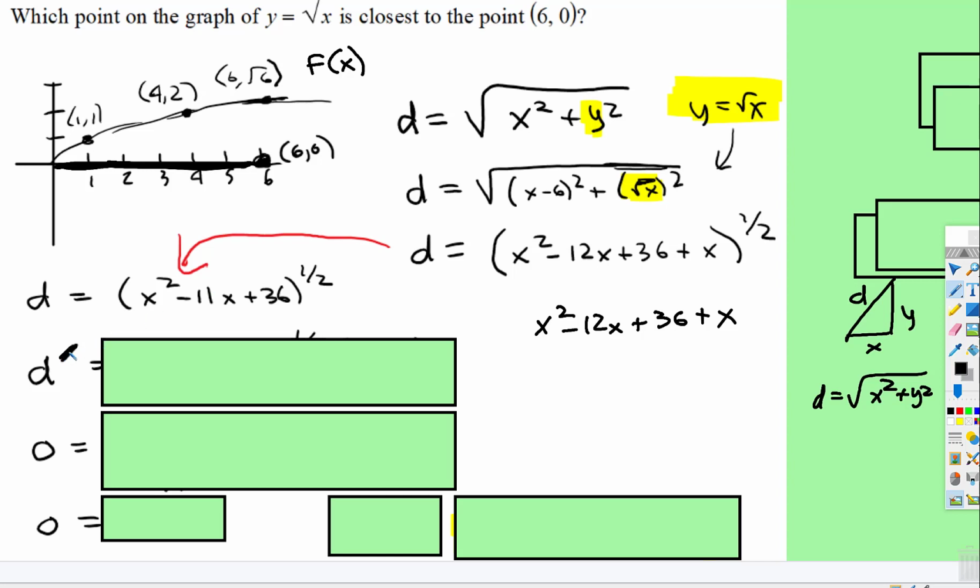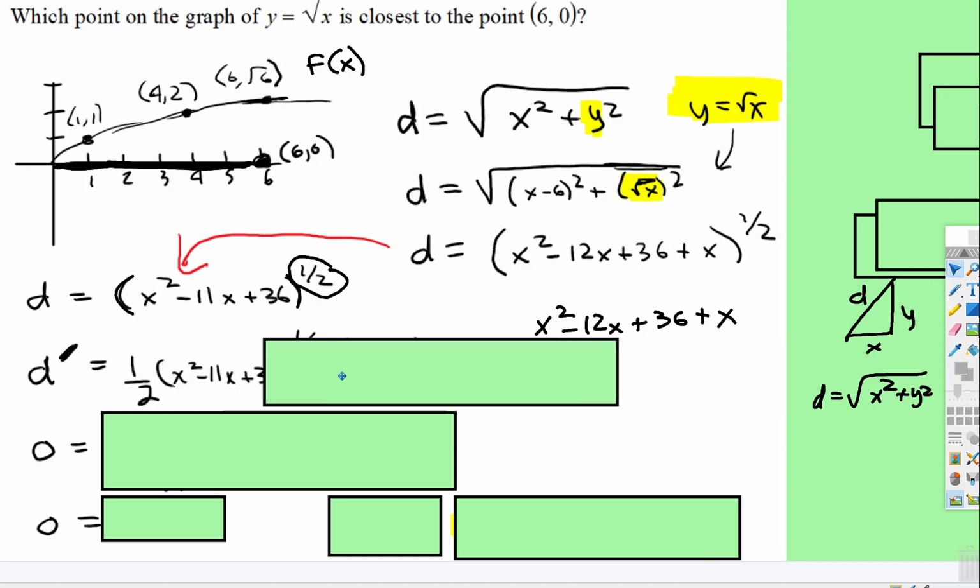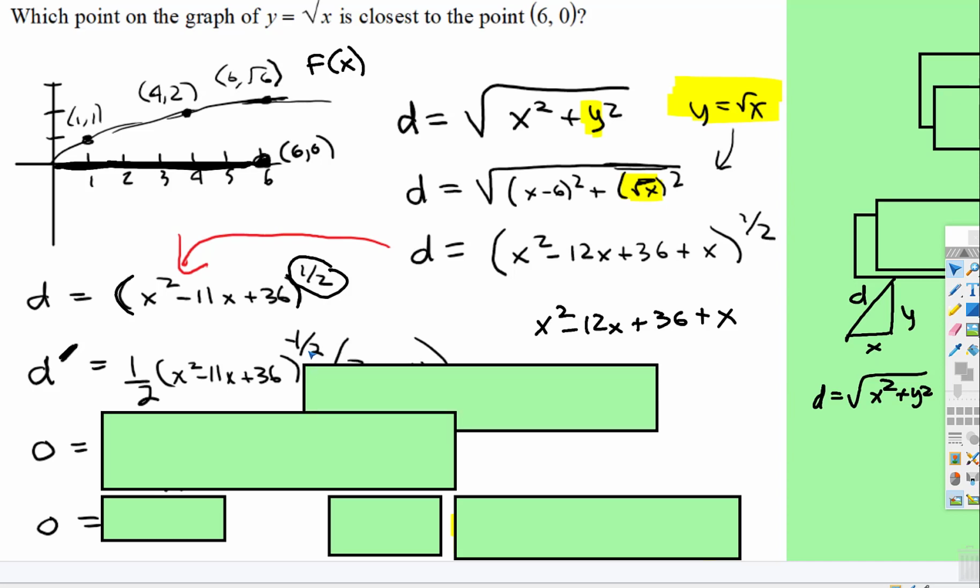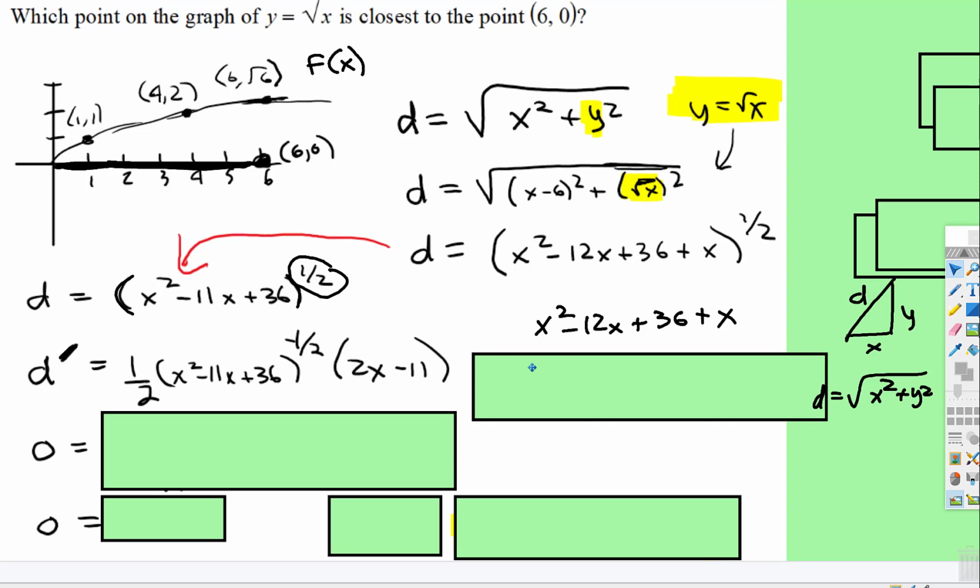We can take the derivative, and it's going to be the chain rule. This 1/2 will come out in front, and then followed by this, and then we'll multiply it by the derivative of the inside function. So 1/2 times all of that original function to the negative 1/2 power multiplied by the derivative of the inside function, which is 2x minus 11. All right, so now we can rewrite this.